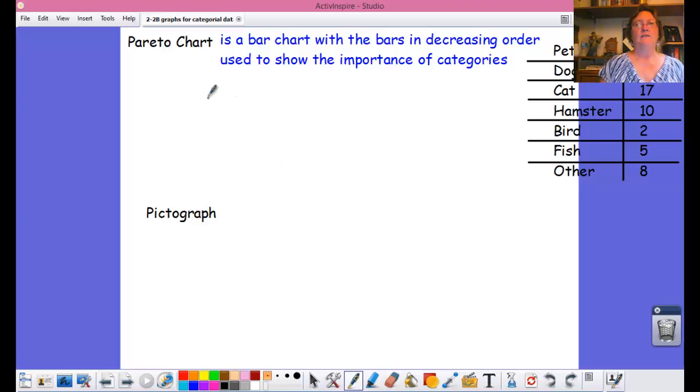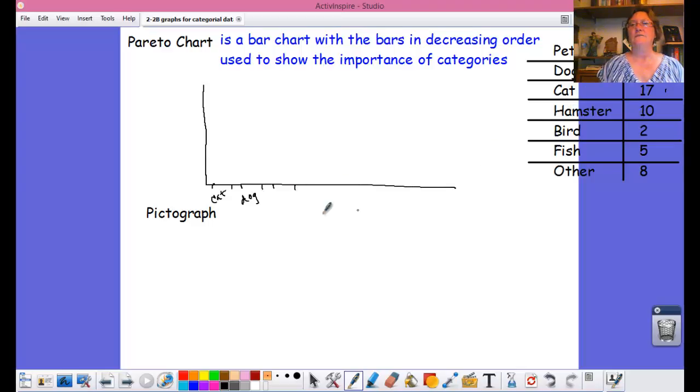Now in this pet graph, the only thing that we would have to change is the way things are ordered. So instead of starting with dogs, we would start with cats, since there were more of them than anything else. So I'm going to go ahead and draw a couple here. Dogs would come next. And again, you're going in decreasing order. So hamster. And I'm not going to continue this, but I think that you get the idea.